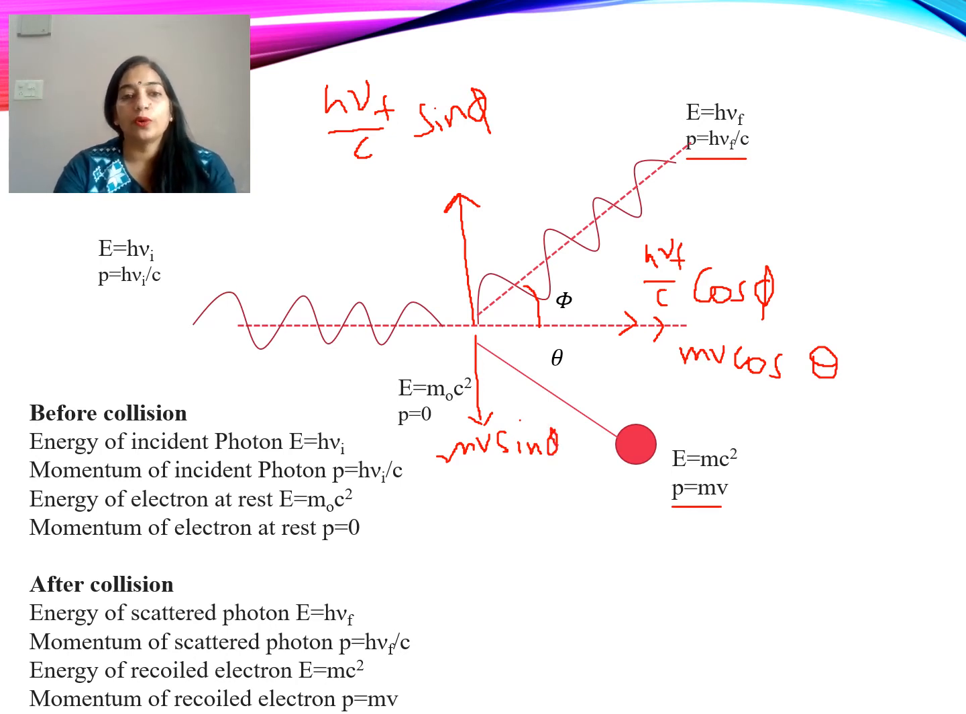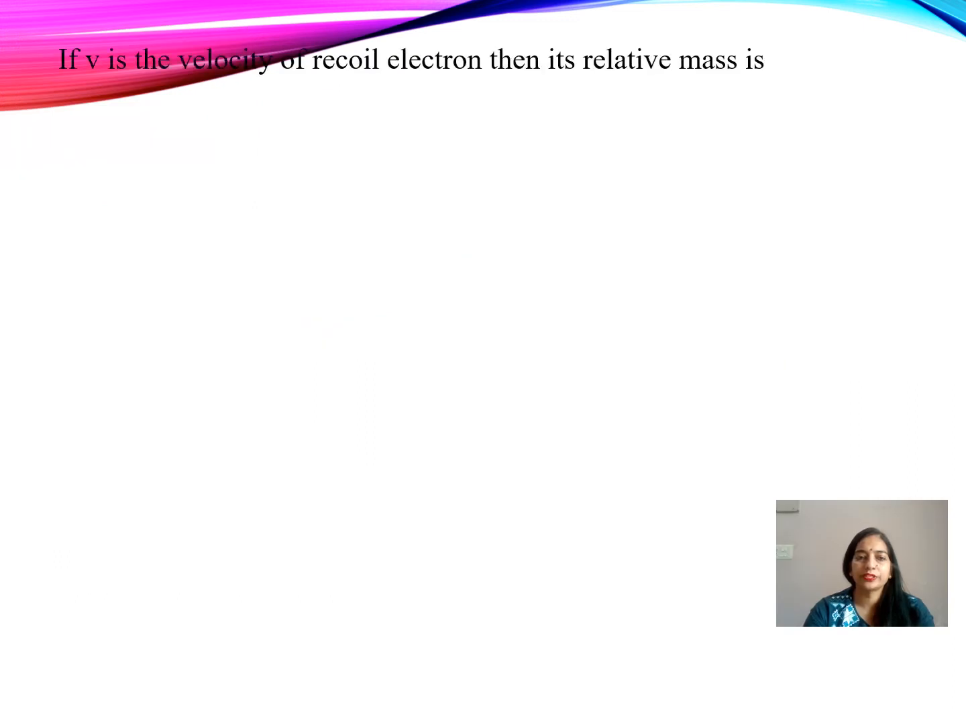So before collision, momentum is only along the direction of the incident photon, and after collision, momentum has two directions, along the incident photon and perpendicular to the incident photon. So the conservation law applies in two directions. Now derive the expression for Compton shift. If v is the velocity of the recoiled electron, then its relativistic mass m equals m naught upon under root 1 minus v square by c square.